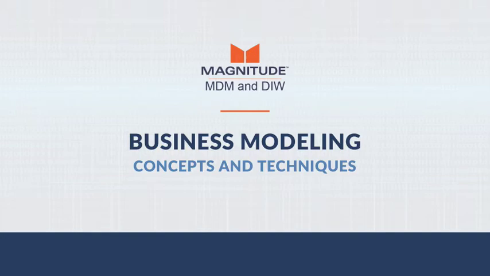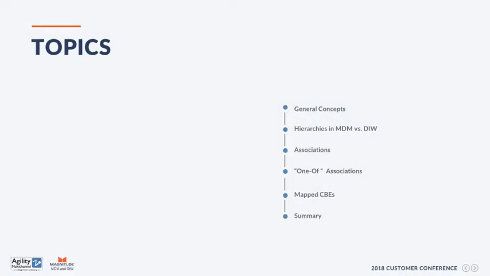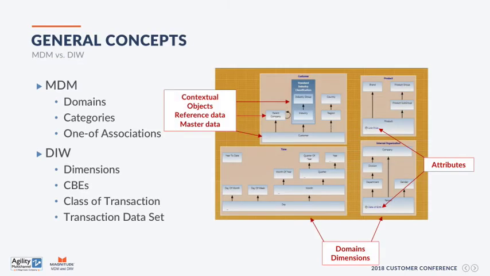I am the Product Manager for Magnitude MDM and DIW, and our topic today is Business Modeling Concepts and Techniques. So today we'll be discussing some general concepts in modeling in MDM. Then we'll talk about some specifics around hierarchies. We'll talk about associations in general. Associations are a very key part of our approach to modeling. In particular, we'll talk about one-of associations and how those handle ragged hierarchies, and some discussion of map CBEs, a particular feature of DIW, and then we'll wrap up with a summary. So let's jump right in.